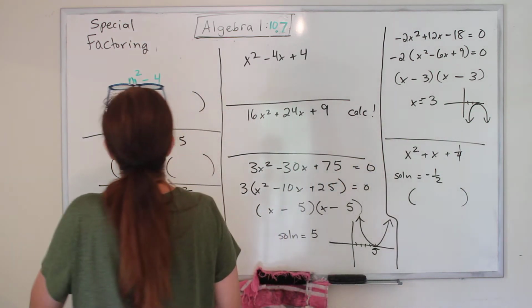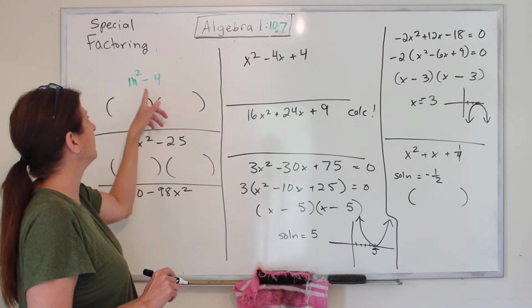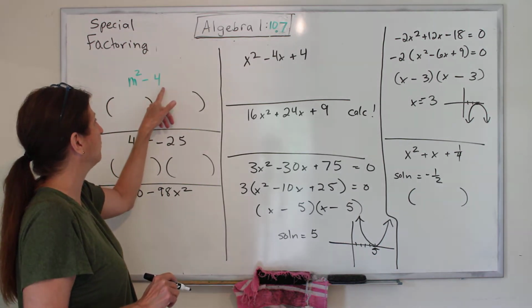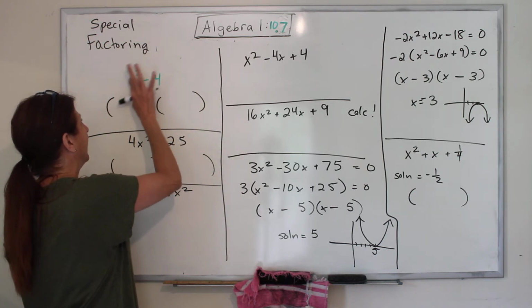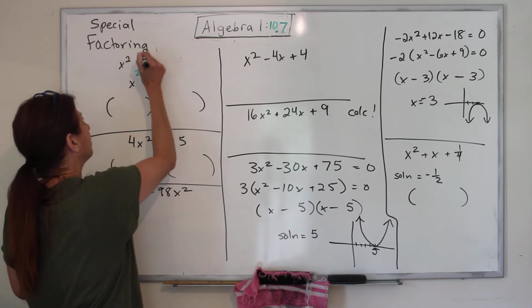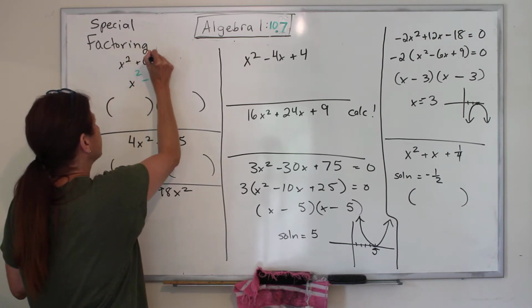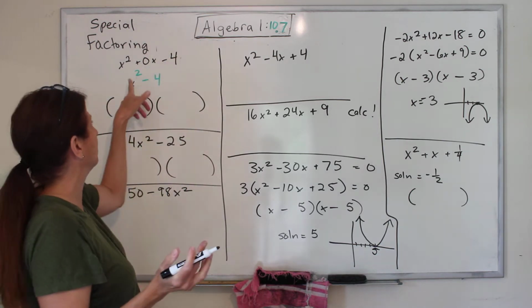So anyway, special factoring. Here we have a problem, m squared minus 4. This is the same thing as if it, let's make it an x, I just really like x's better. This is the same thing as if it was x squared plus 0x minus 4. Now it looks a little more normal, doesn't it?